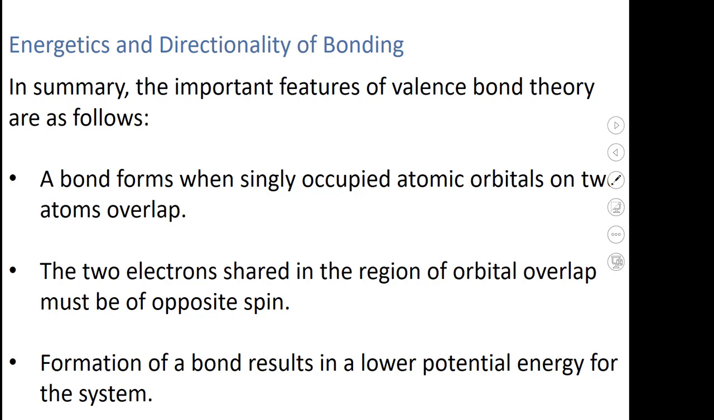So in summary, the overall idea: a bond forms when singly occupied, meaning there's one electron in it, atomic orbitals on the atoms overlap. The two electrons shared in the region must be of opposite spin, so that's going back to the rules we learned in Chapter 6. Formation of the bond results in a lower potential energy, so that's why the bond formed.